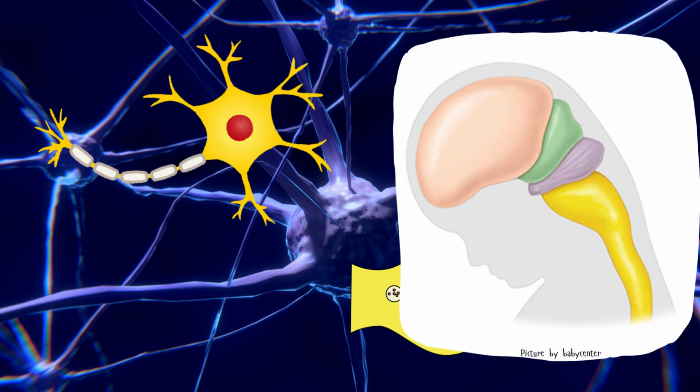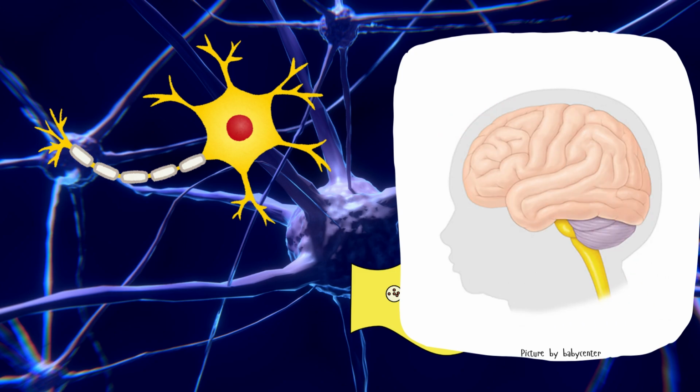So let's have a look at the brain in more detail. Here is the brain at 13 weeks of pregnancy, looking like a brain as we know it. And here is the brain of a newborn baby, looking very similar to a fully developed adult's brain, although it will continue to develop significantly during the early years of life.